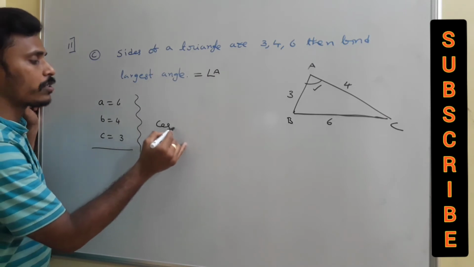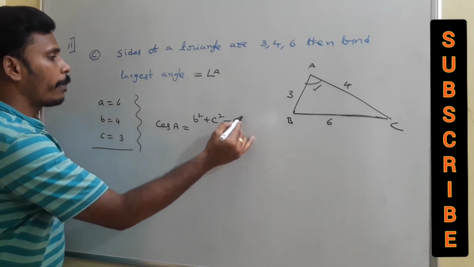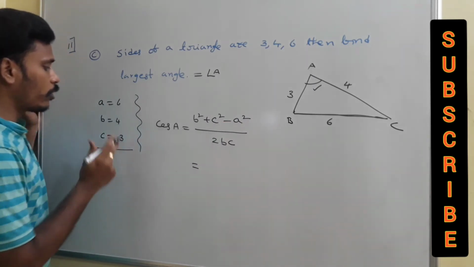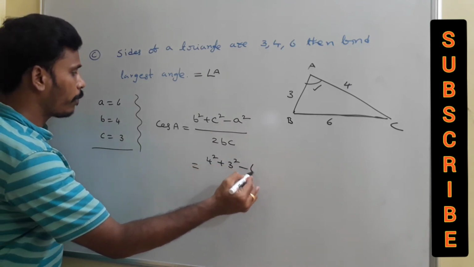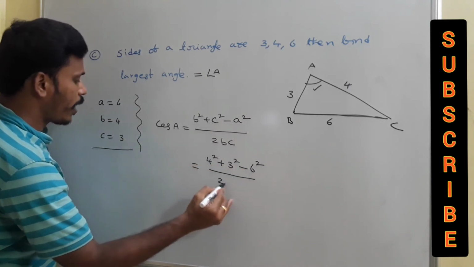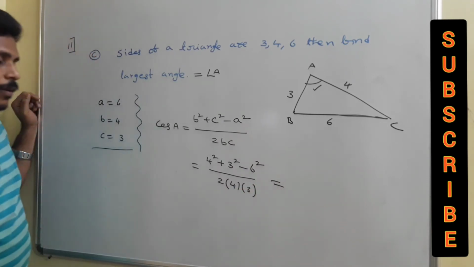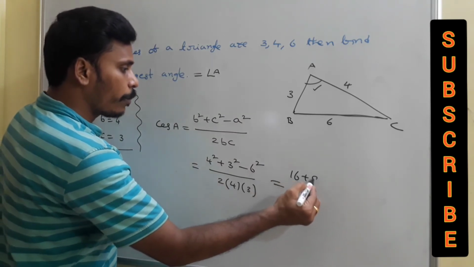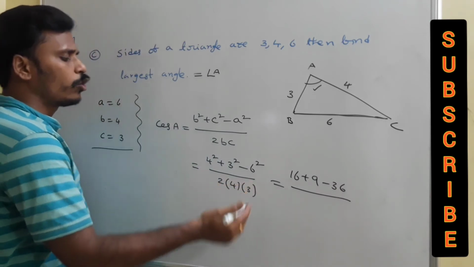And for that we need to use cos A. Cos A is equal to b square plus c square minus a square divided by 2bc, and that is equal to 4 square plus 3 square minus 6 square divided by 2 times 4 into 3. So you need to simplify it. 4 square is 16. Okay. 16 plus 9 minus 36 divided by 2 into 4 into 3.